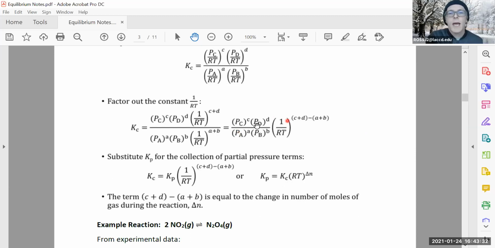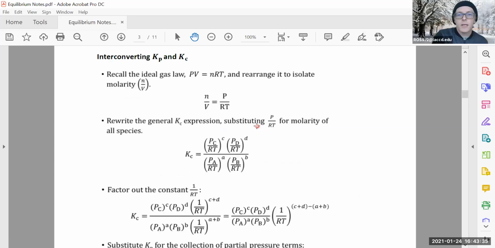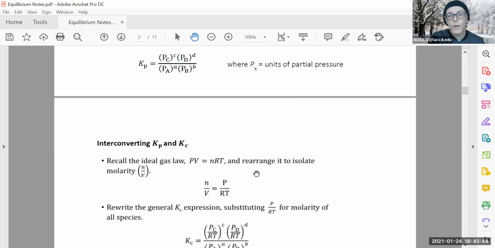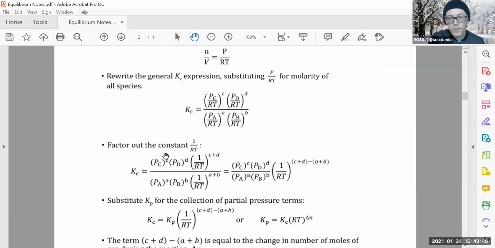Okay, so now by definition of what we had earlier, if you recall, we said that K, the equilibrium constant based on partial pressures, was this guy over here. Well, that's what we have here. So we can call this thing here on the left Kp, and then we've got all of this stuff on the right. We can just rewrite it. So we've got Kc equals Kp, this factored out constant 1 over RT, and then this collection of coefficients, C plus D minus A plus B.